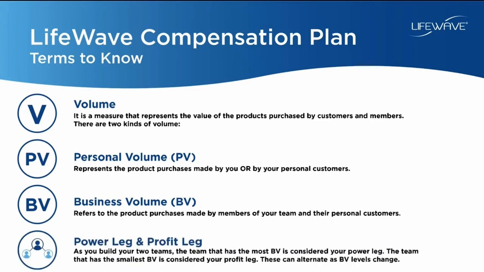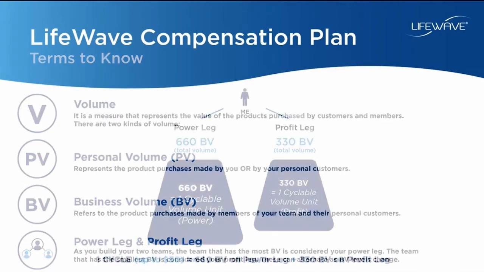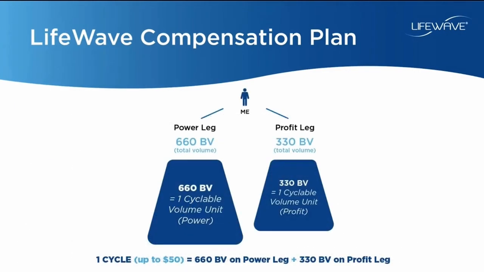You also need to know the terms power leg and profit leg. Those refer to the 2 different teams within your organization that you'll be building. The power leg is simply the team that has the most volume. The profit leg is the team with the least amount of volume. The interesting thing is, as you're building your team, those can switch. So if one team starts out as your power leg, it may not always be your power leg. But each week, as you're determining how much cyclable volume you'll have, it's important to understand the power and the profit leg.